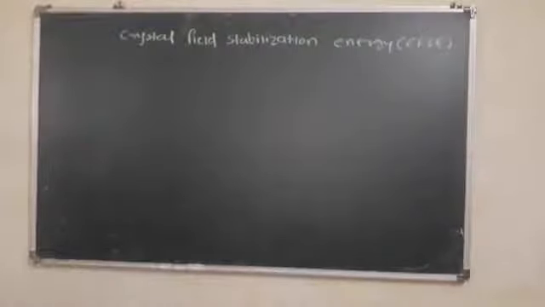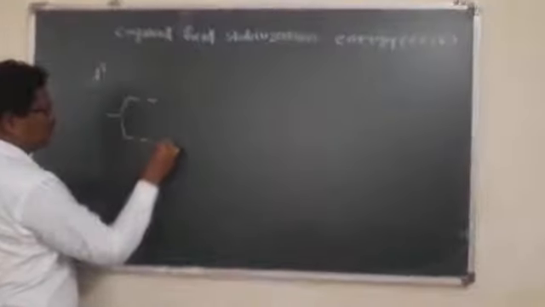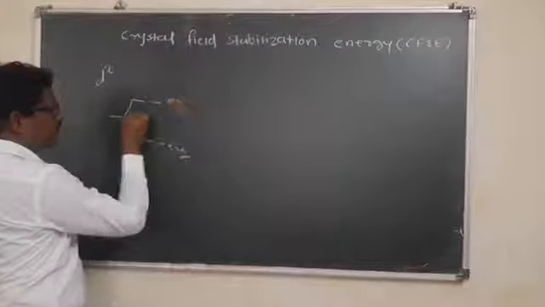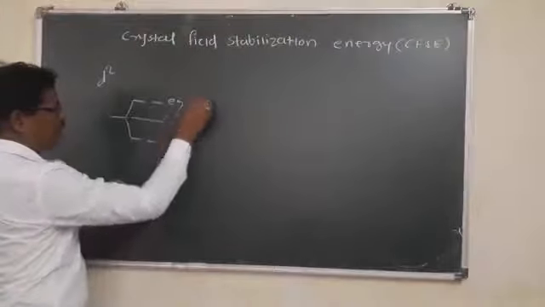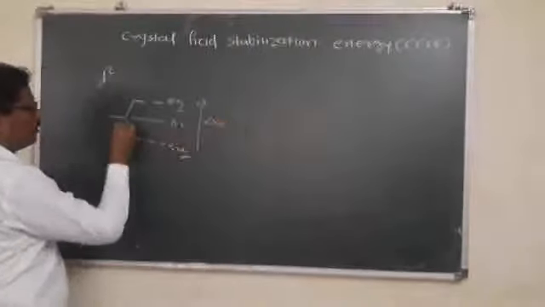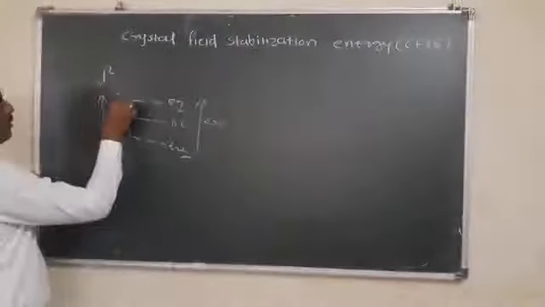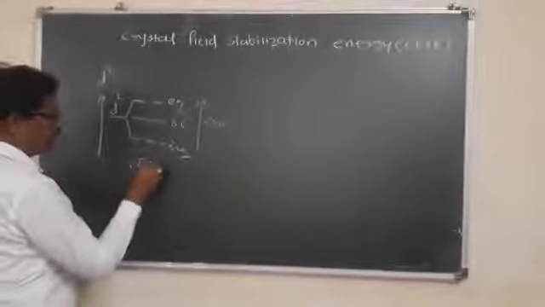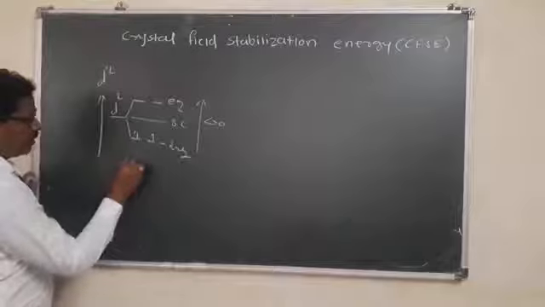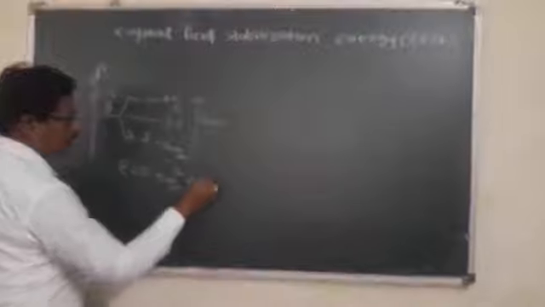Level is the d2 electron configuration. Here are the t2g and eg levels; this is the barycenter level. Delta O, d2 electron configuration. Here, crystal field stabilization energy for the d2 electron configuration. The electron configuration is t2g 2 and eg 0.